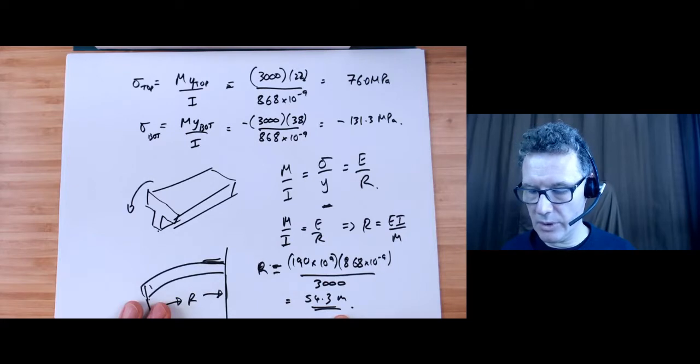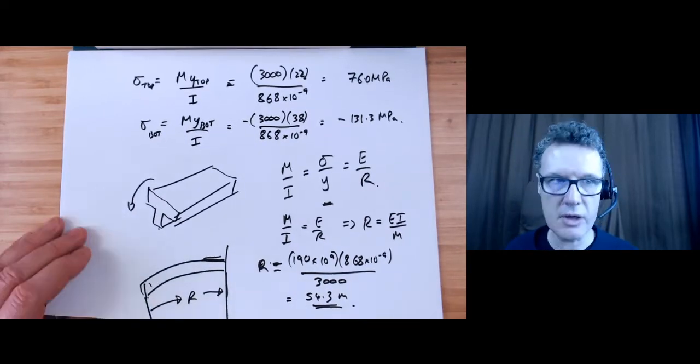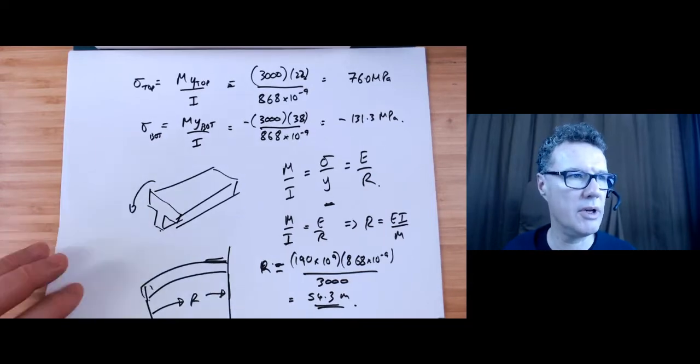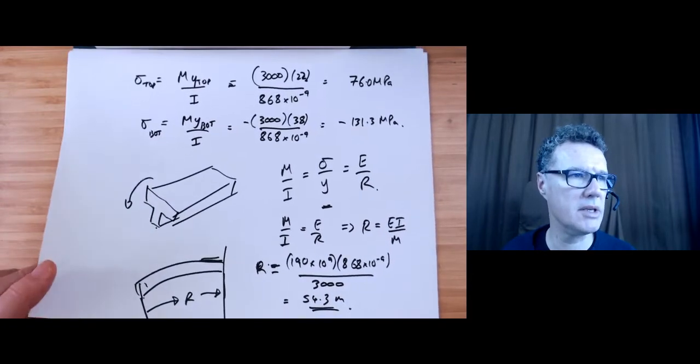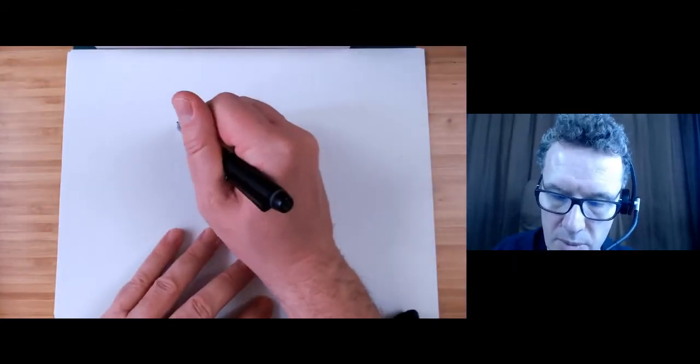So, what about the last part? The last part is asking for the radius of the anticlastic curvature. What's that all about? So imagine your beam.